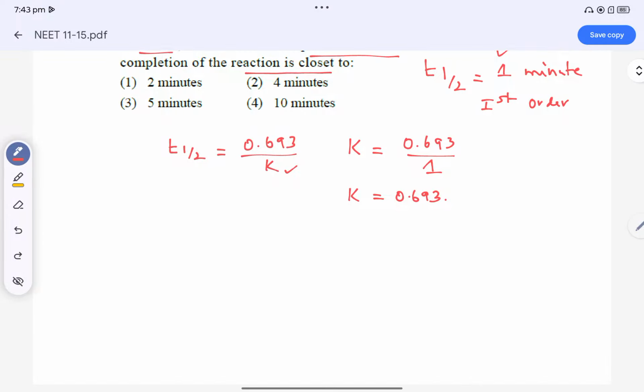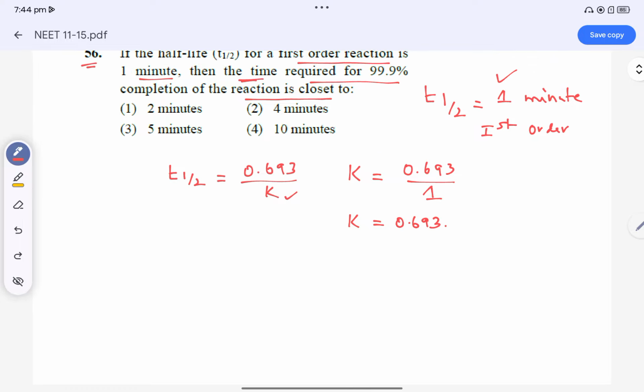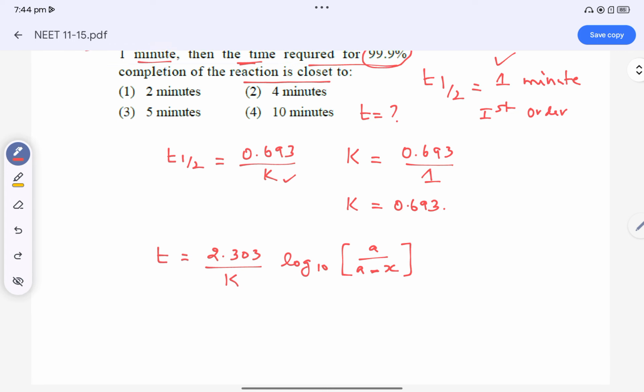K is equal to 0.693, and also they are asking the time value. What about the time value for 99.9%? In that sense, the first order rate constant equation is used: t is equal to 2.303 divided by K, log to the base 10, initial concentration divided by the concentration after t. This is the first order rate constant equation.